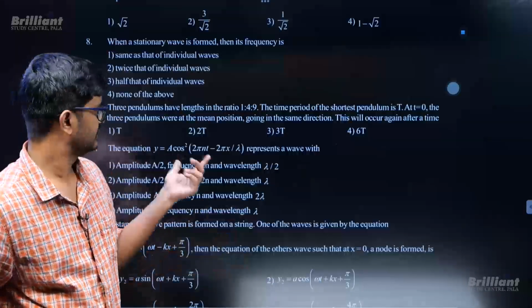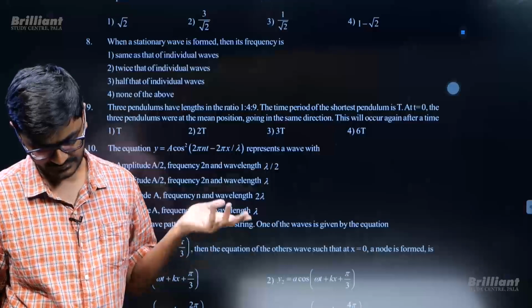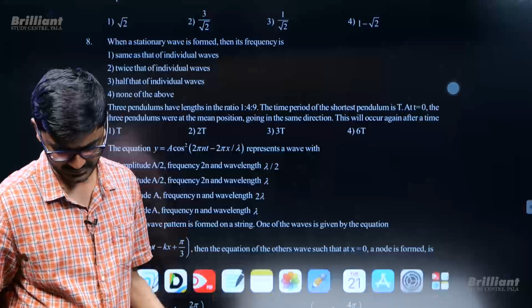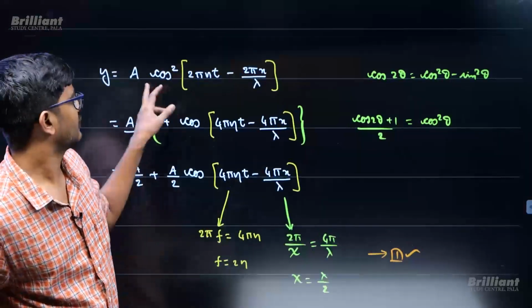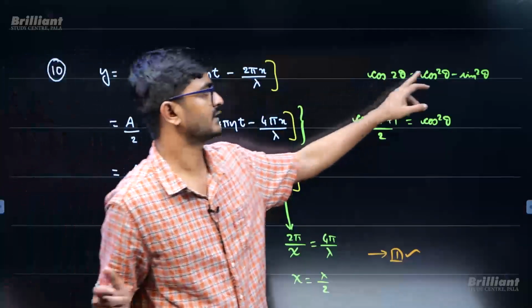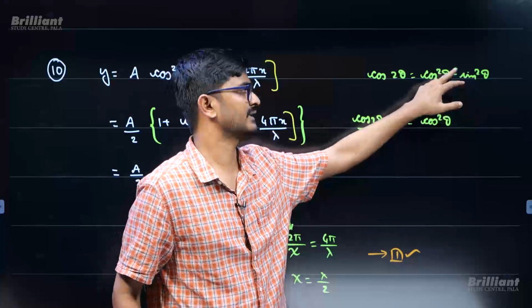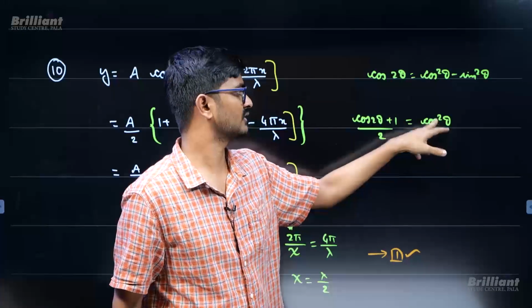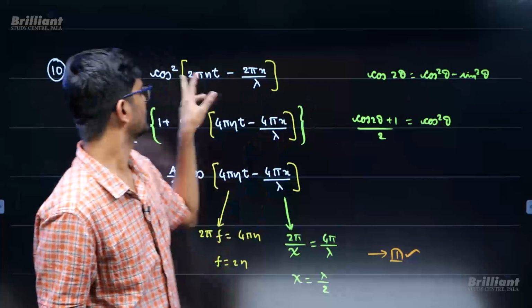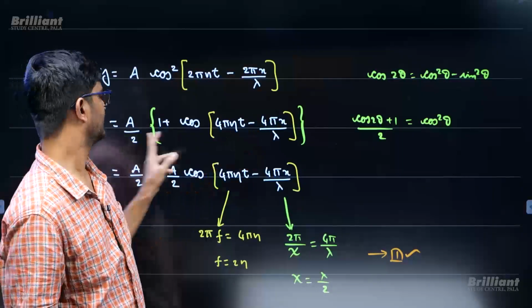Now this particular equation represents a wave with amplitude, frequency, and wavelength as given. So whenever they give a square term, convert it into linear form. They have given cos square. So I know cos 2 theta equals cos square minus sin square, or I can write it as 2 cos square minus 1. From there cos square will be (1 plus cos 2 theta) by 2.